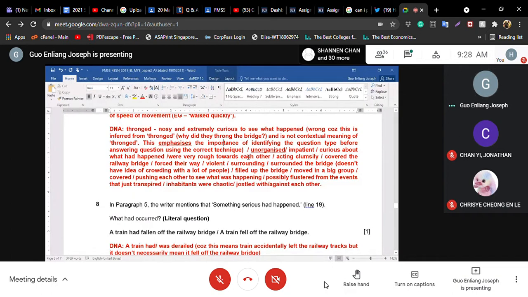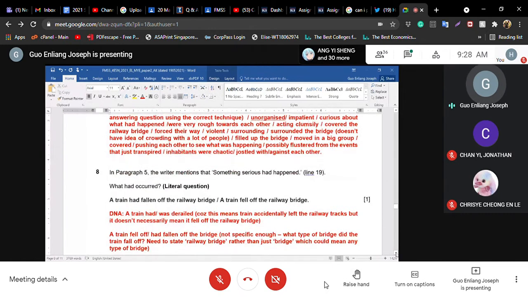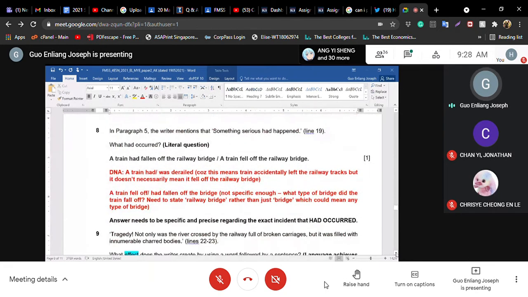All right, I'm not going to go through all the rest. This is the popular answer. See the one I highlighted, surrounded the bridge. This doesn't have the idea of crowding with a lot of people. When you say surrounded the bridge, it means they are around the bridge, but that doesn't mean there are a lot of people crowding the bridge. It doesn't have the idea of number, a lot of people, so it is wrong. The rest are not very popular wrong answers. They are just put there because one person wrote it. All right, let's move on.